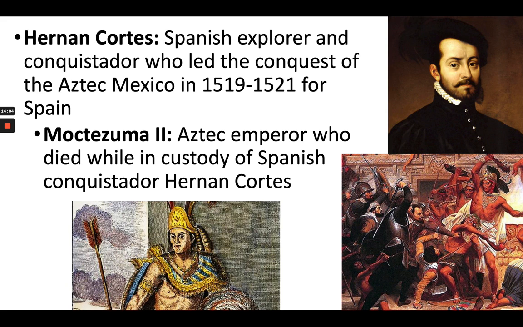The Spanish flee, and many people will die in this conflict. So in 1521, Tenochtitlan will be burned to the ground and Mexico City will be constructed on its ashes. So most of central Mexico will become New Spain.